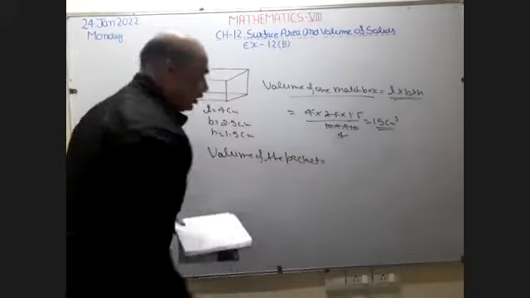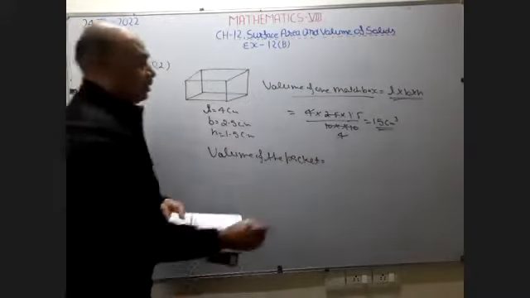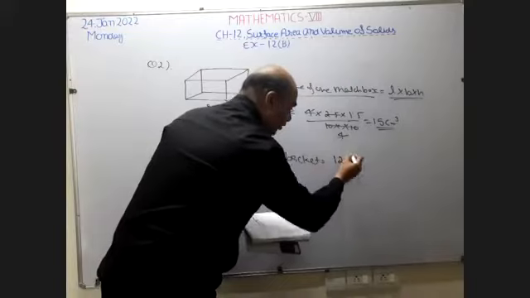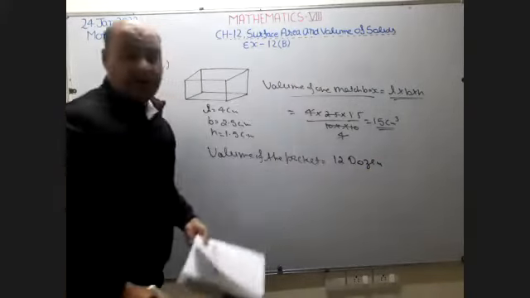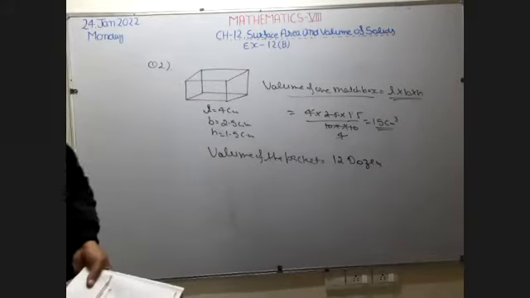So volume of packet, how many boxes are there? 12 dozen. 12 dozen boxes are there. So right, 12 dozen. In one dozen, how many objects are there?